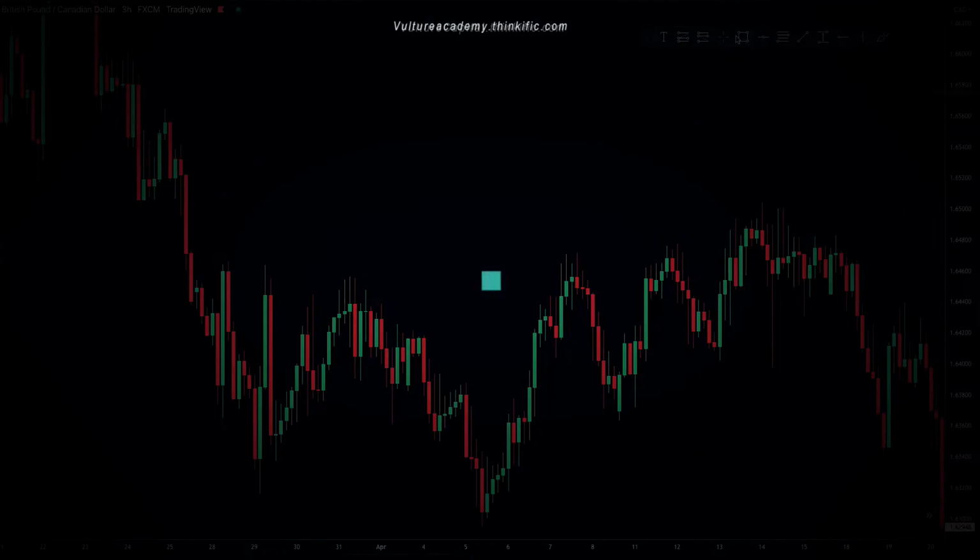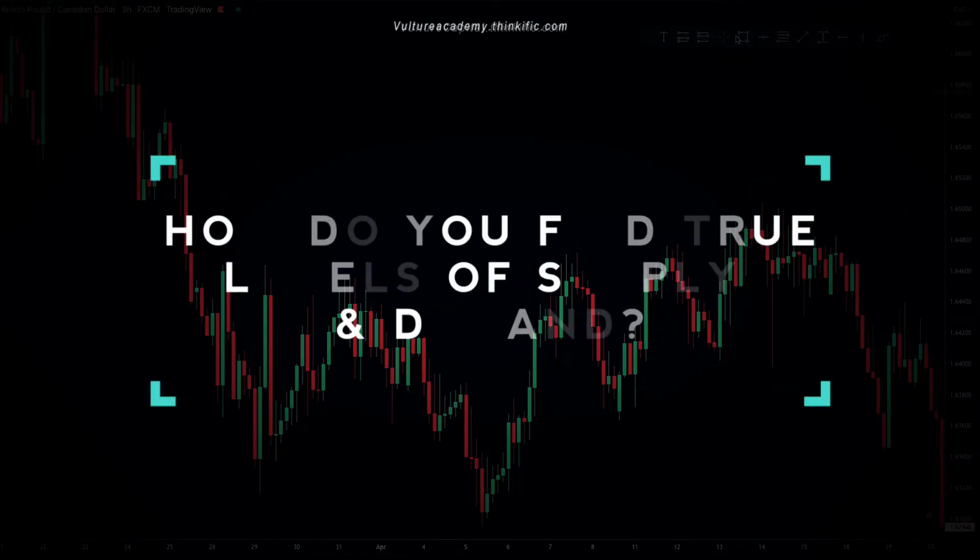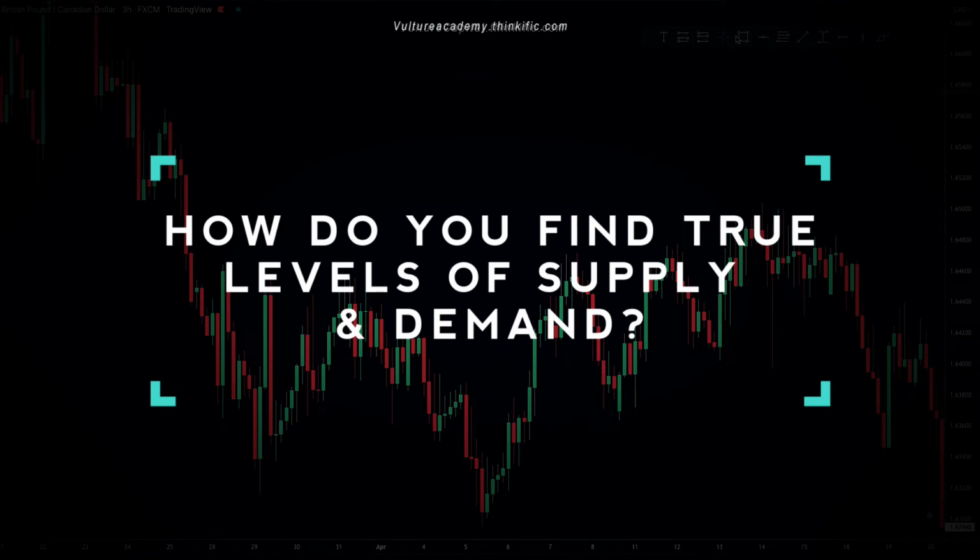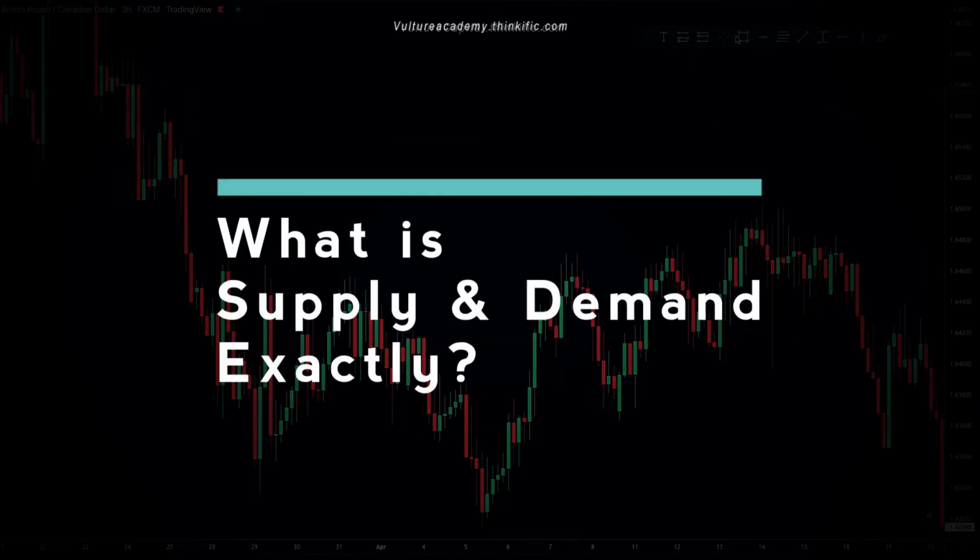So again, the number one question that people always ask us is how to identify true levels of supply and demand that have a high probability of playing out. So let's start with the basics. What is supply and demand exactly, and how does it differ from support and resistance?